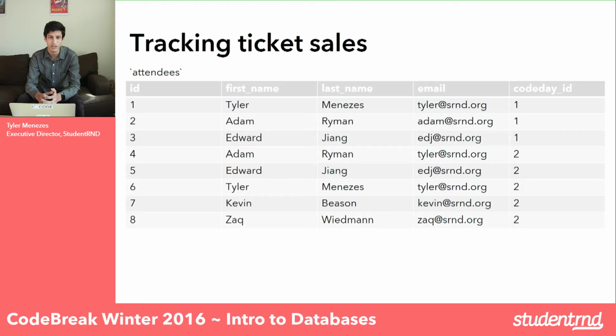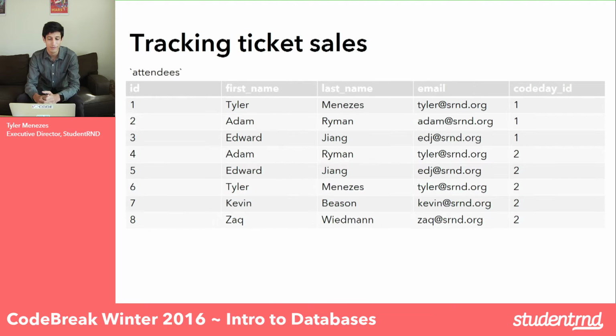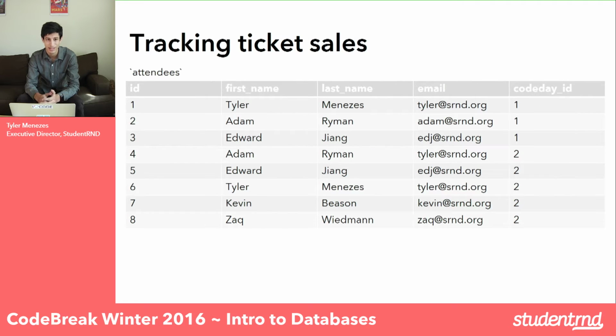they also have this new field called Code Day ID. And Code Day ID just happens to be a reference to the ID from this field. So if, for example, you can see the very first row, attendee ID 1, has a Code Day ID of 1, that means that I attended the very first Code Day. Code Day Seattle, December 2011. That sort of reference there is a thing.